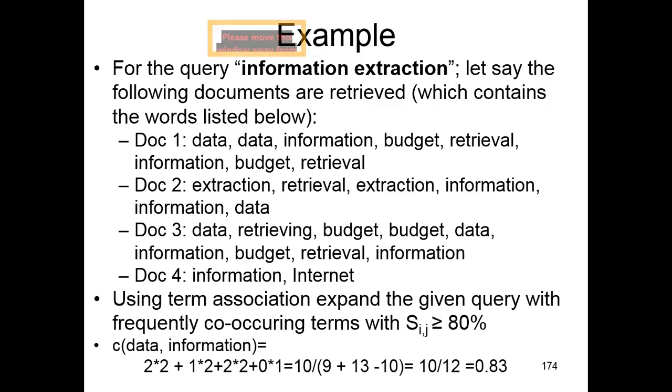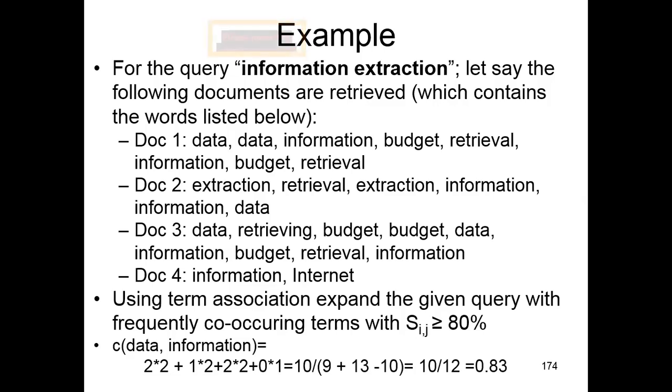So when you are finding statistical co-occurrence, first we have to find how frequently two words are co-occurring across the document collection, then divide by the frequency of co-occurrence of a word with itself plus the frequency of co-occurrence of the other word with itself, minus the co-occurrence of the two words together.